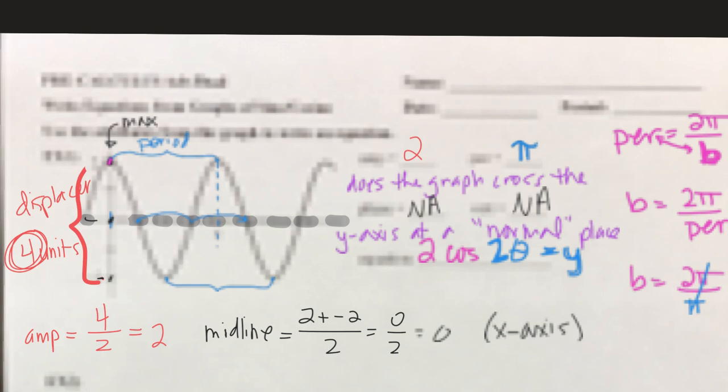Okay, so we're identifying the period, we're identifying the amplitude, we're figuring out if there's a phase shift or a vertical shift. Those are our attributes. And then we always calculate your b value from the period. The period never goes into your equation. We always have to find its b value.